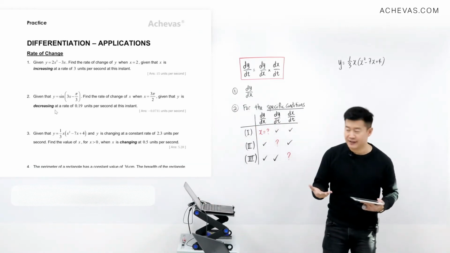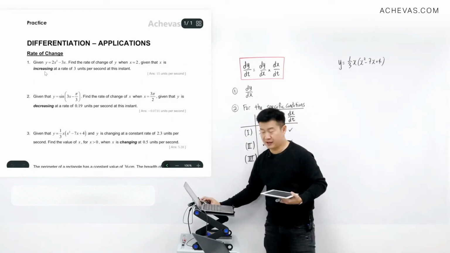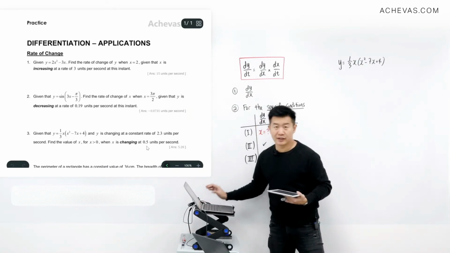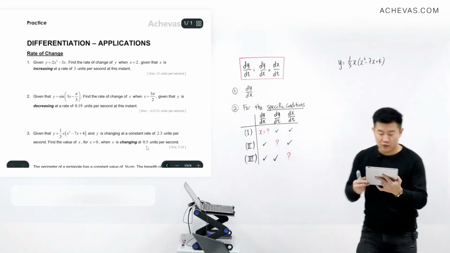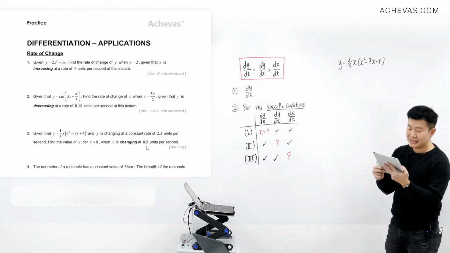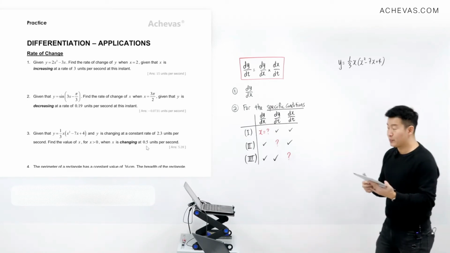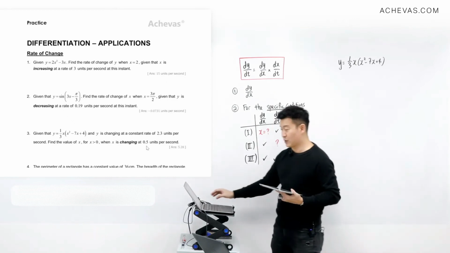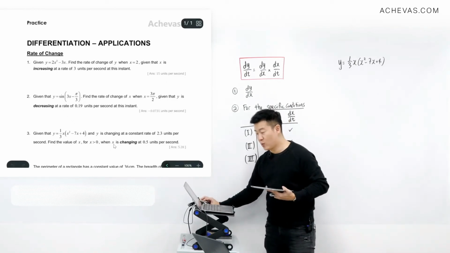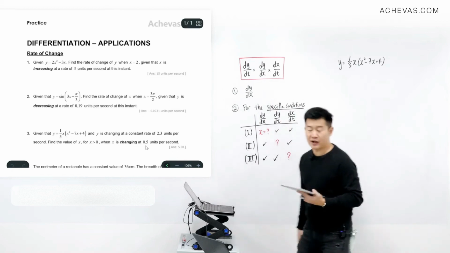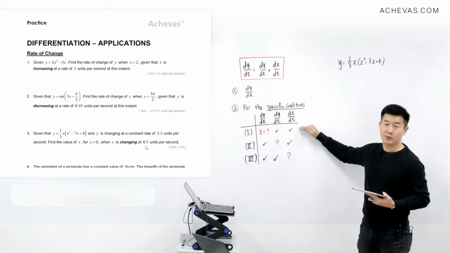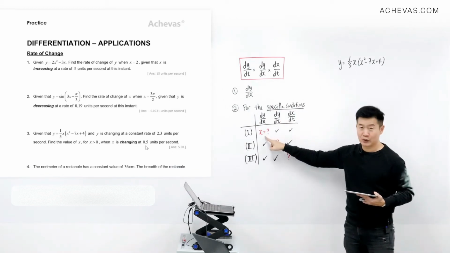But if it is increasing, the question can explicitly mention it, or if it is just taken as changing, then you can just go for whatever quantity is given to you in this case. So for now, we are given that dy/dt is equal to 2.3. We are also given that dx/dt is equal to 0.5. And what we are supposed to find is x. Find the value of x when x is changing at 0.5 units per second. So we are looking at scenario number 1, where x is the unknown.